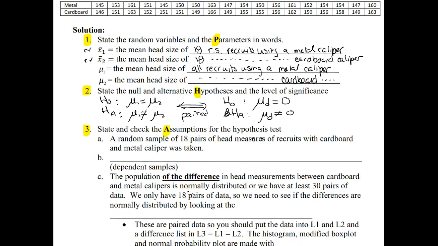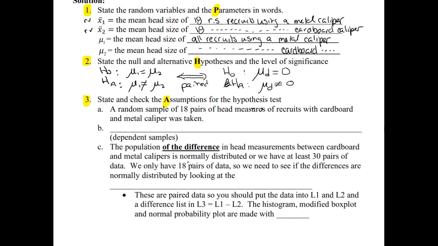All right, so if we run through the assumptions for the hypothesis test, again, a random sample of 18 pairs of head measurements of recruits with cardboard and metal calipers was taken. And so in this case, we have two measurements of head size on each recruit. So in this case, we have dependent samples.